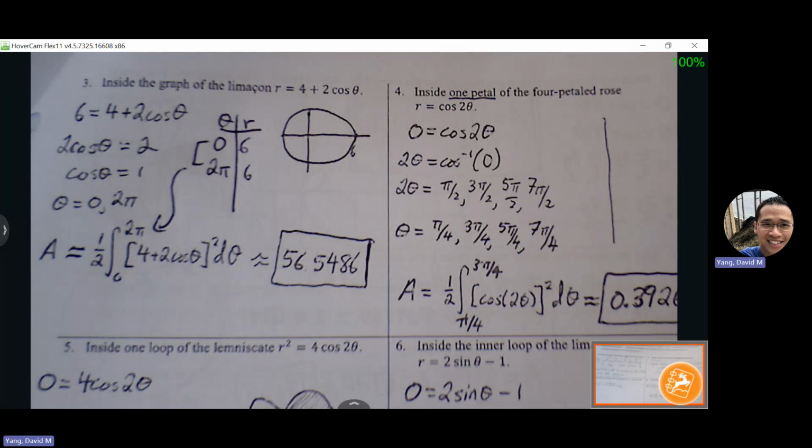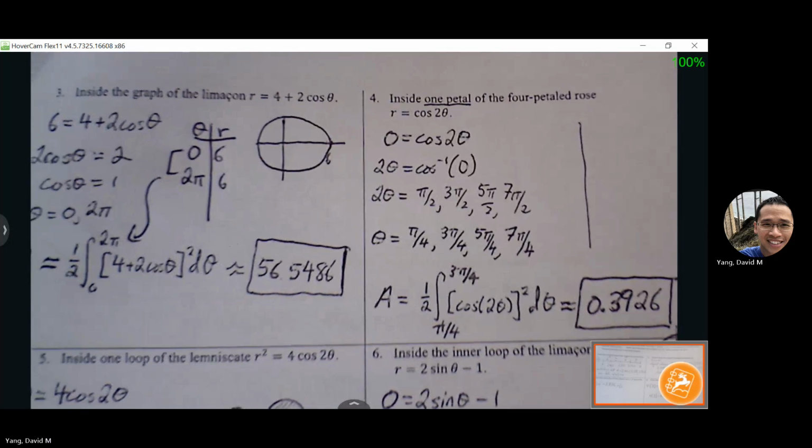Everybody okay with 3 and 4? On a test, would it tell us what shape it is along with the equation, or would it just tell us to find the area of the equation? No, it's actually to find the area of the equation. Okay.